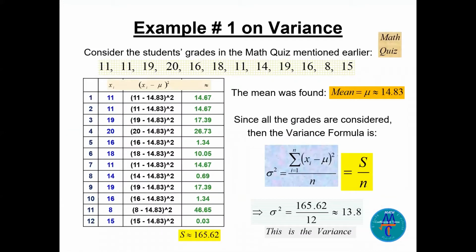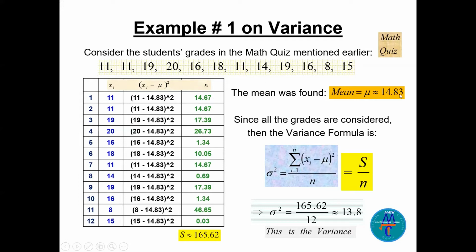Let's see. Example number 1 on a variance. This is the math quiz we have seen in part 28. We have the grades 11, 11, 19, 20, 16, 18, 11, 14, 19, 16, 8, and 5. See, these are the numbers: x1, x2, x3, x4, x5, x6, x7, x8, x9, x10, x11, and x12. So there are 12 students. Now I take xi minus mu. So 11, we have found the mean 14.83. We have found it. You just add all these numbers and divide by 12.